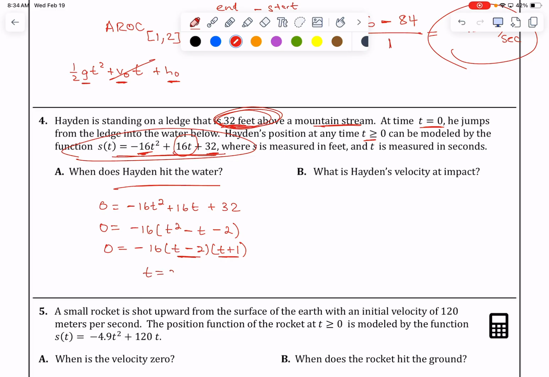So we're going to hit the water at 2 seconds and at negative 1. Which one do I obviously throw out? Because they said t has to be greater than or equal to 0. So we hit the water at 2 seconds. What is Hayden's velocity at impact? Well, you know you're going to hit the water at 2 seconds. You want to know the velocity? Well, how do we find velocity?